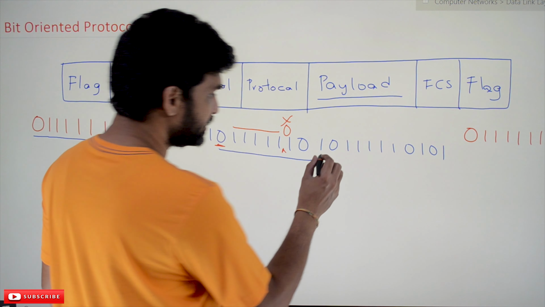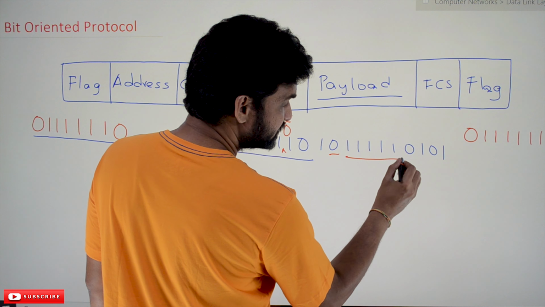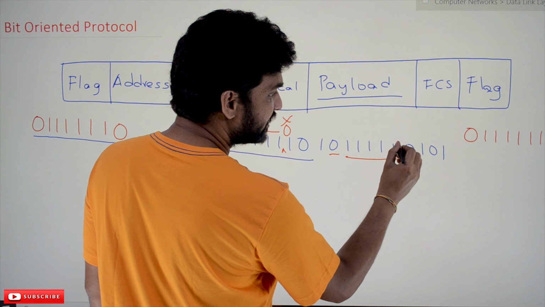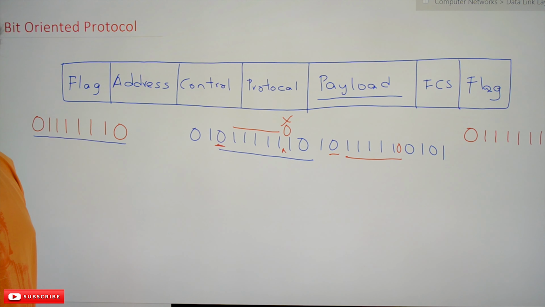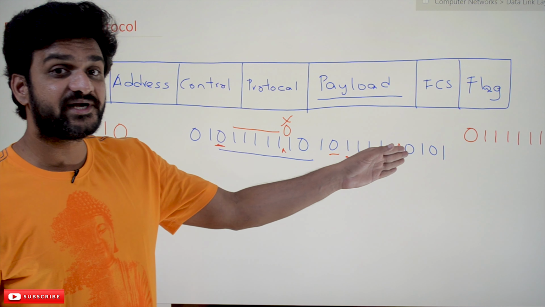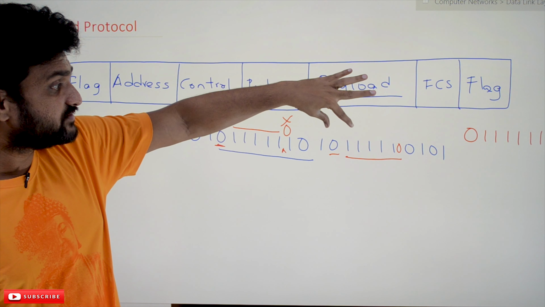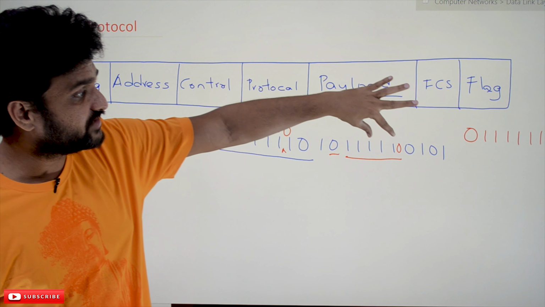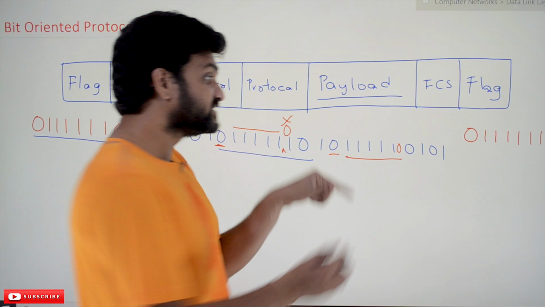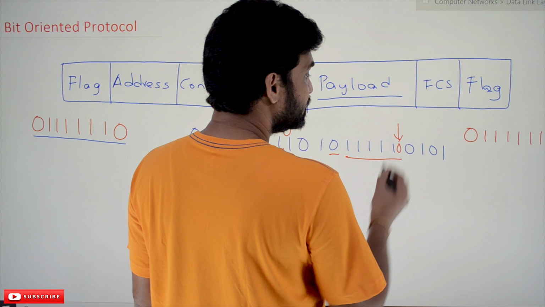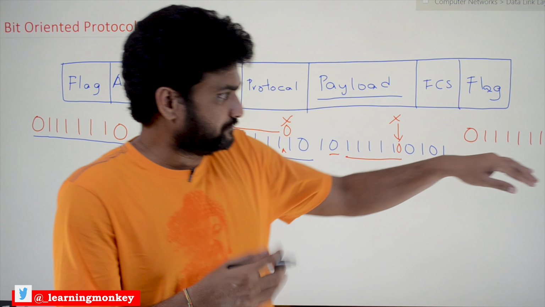For example, here if we take this, after a 0 we are having 5 consecutive ones. Whenever we identify 5 consecutive ones, we are going to stuff an extra 0. Even though the next following bit may be 1 or 0, we have to stuff an extra 0. At the receiver, what happens? If it identifies 5 ones, and after that it identifies a 0, it is a stuffed bit, so it will get removed.